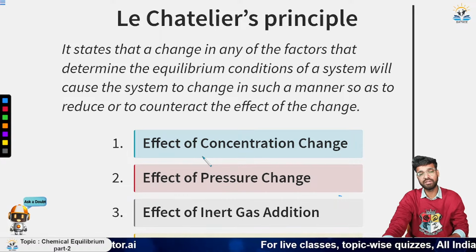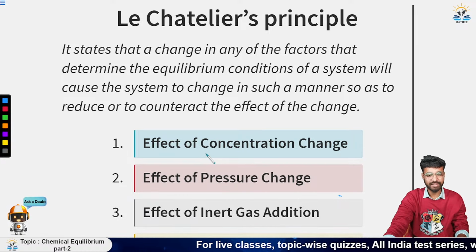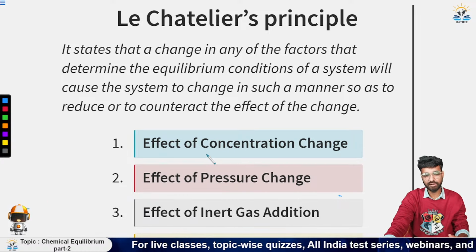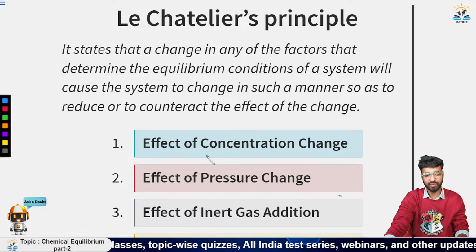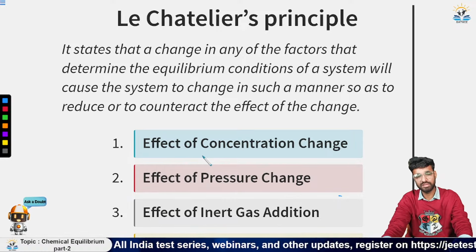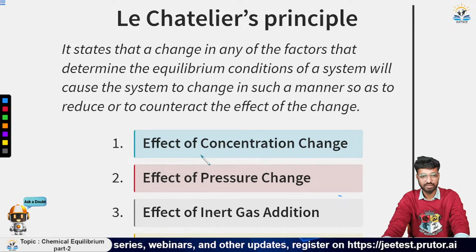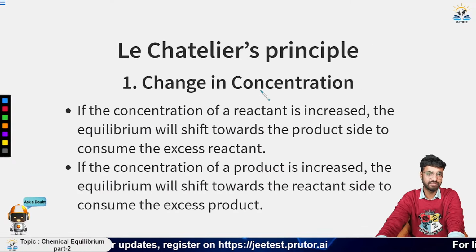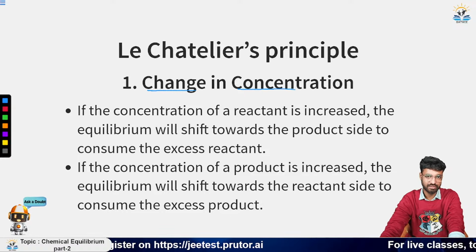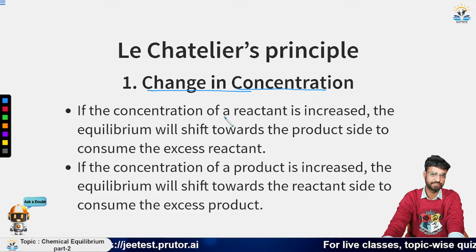Similarly, if you disturb an equilibrium, then the reaction will proceed in the forward or backward direction depending on how it can minimize that effect that you have made. Okay, so this is the Le Chatelier principle. Now we'll see the different effects. The first one is the concentration change. The concentration change is quite simple.